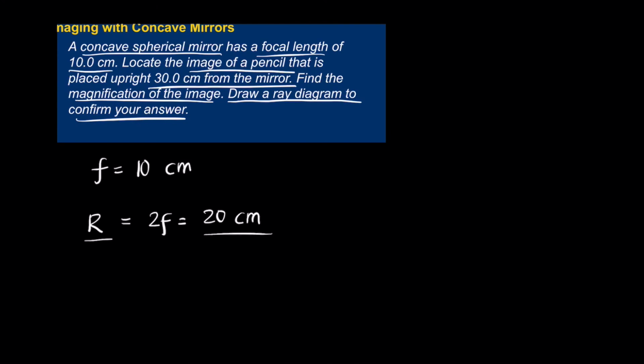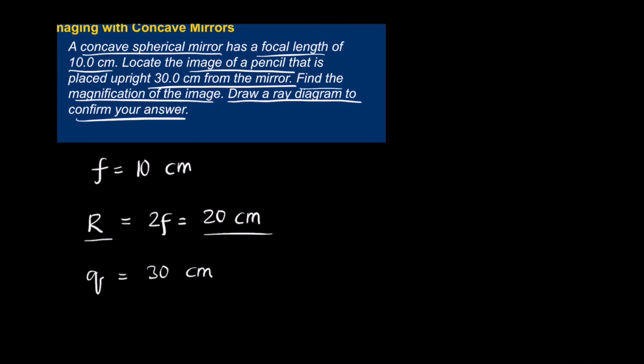Now, the next one they have given is the image of the pencil. The image distance is q, which is 30 centimeters from the mirror. So they have given us F, R and q. They're asking you to find the magnification of the image.